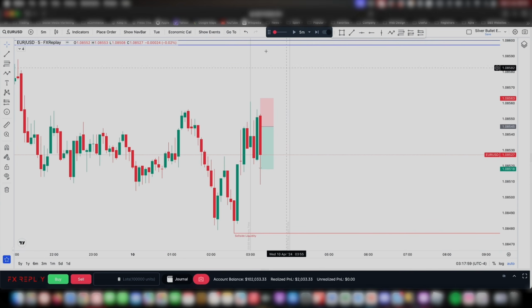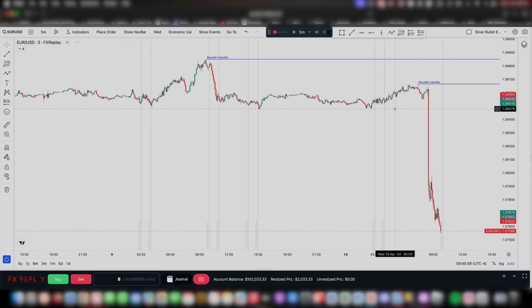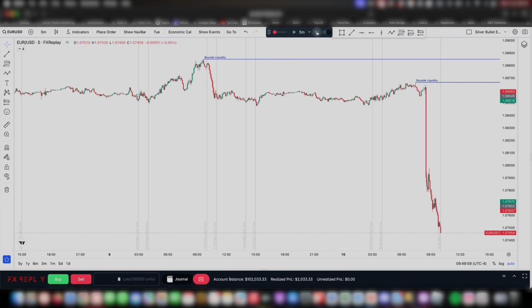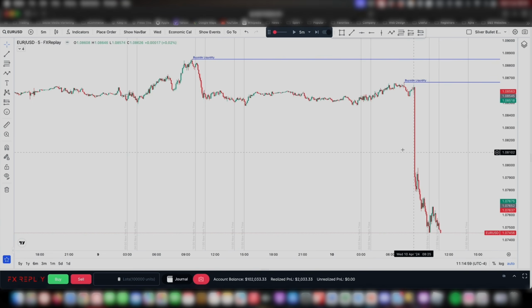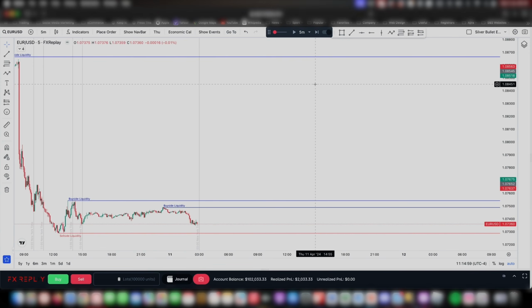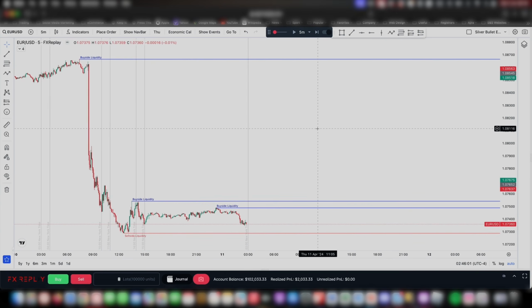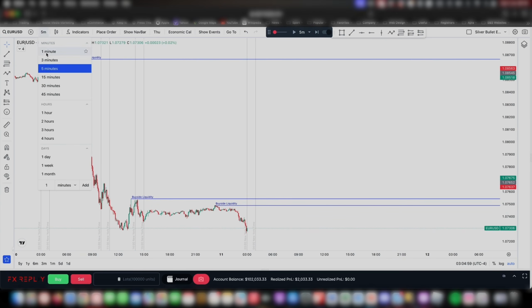So we are currently there, so we need to go to New York session. So again, we've had a massive push down. I probably will not trade this, to be honest, because it's after a big move like that, which is probably news related. I'm not going to be trading that. So let's go back to the London session and let's have a look. Okay, we've had a break. Let's go to the 1 minute.